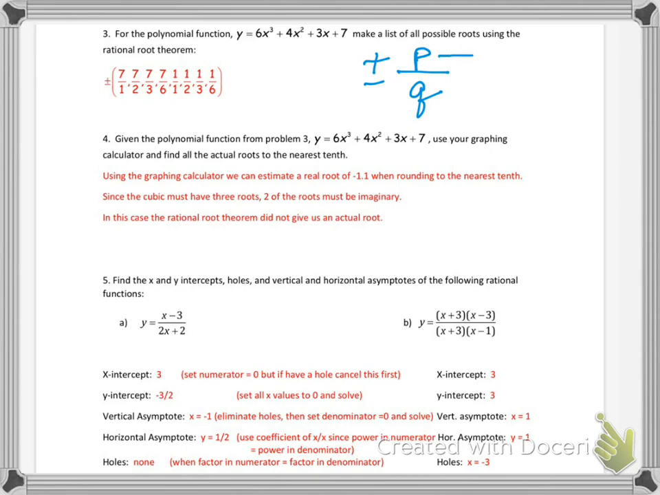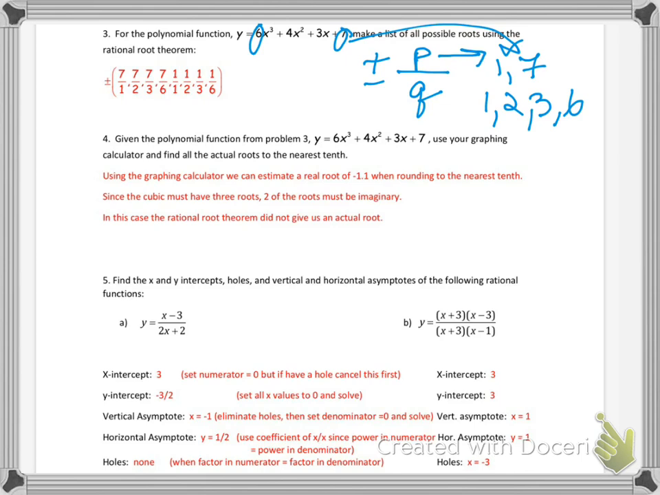Then the p are all the factors of your constant term. So factors of 7. So that's just 1 and 7. The q are all the factors of your leading coefficient, your a term. So that's going to be 1, 2, 3, and 6. So then you do all the combinations.